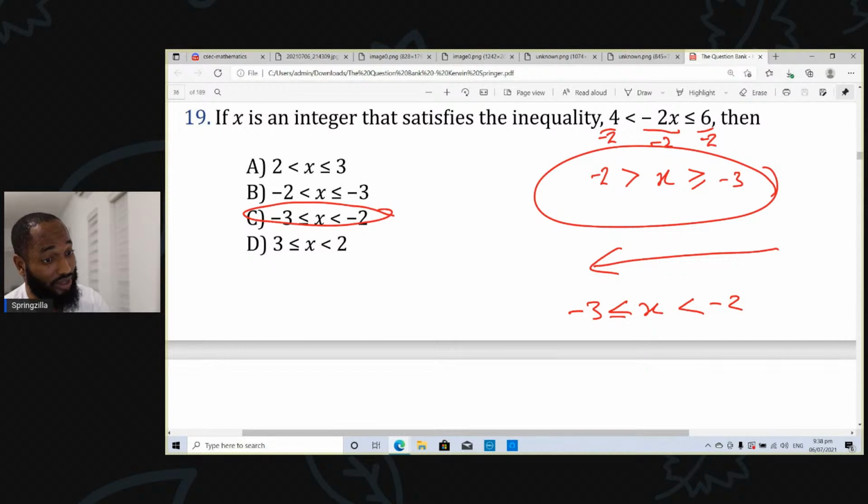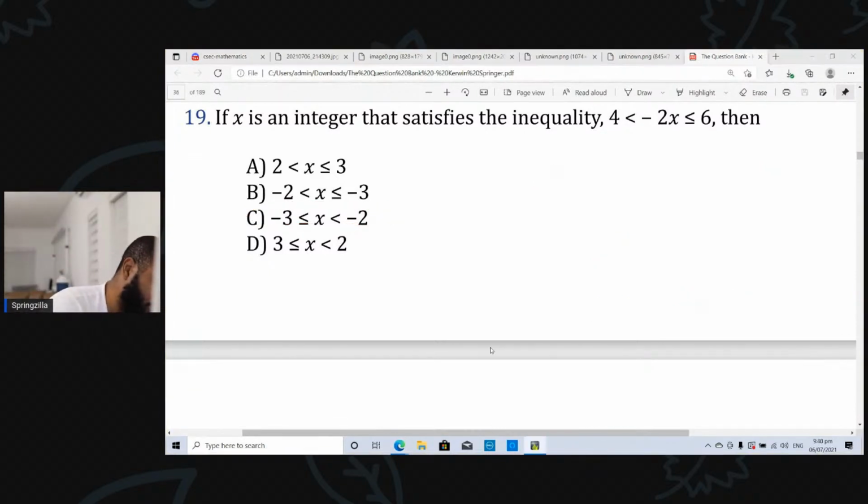What do you think about that? This is one that comes as well. Tricky, eh? Don't fall for that trap.